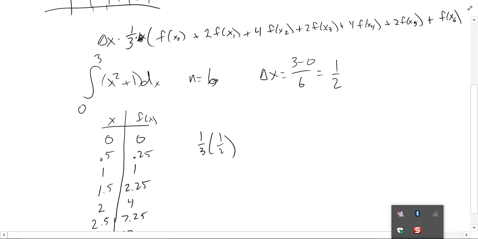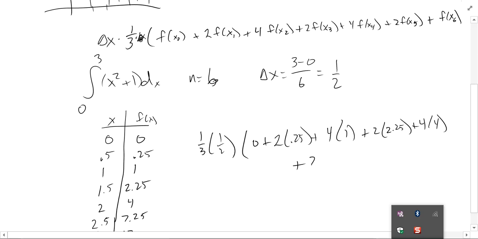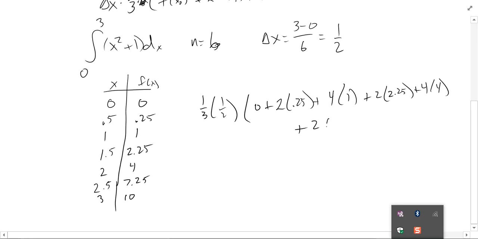So 1/3 times your delta x times your first value plus 2 times the second value plus 4 times 1 plus 2 times the 2.25 plus 4 times 4 plus 2 times 7.25 plus 10. That last value there would be 10.